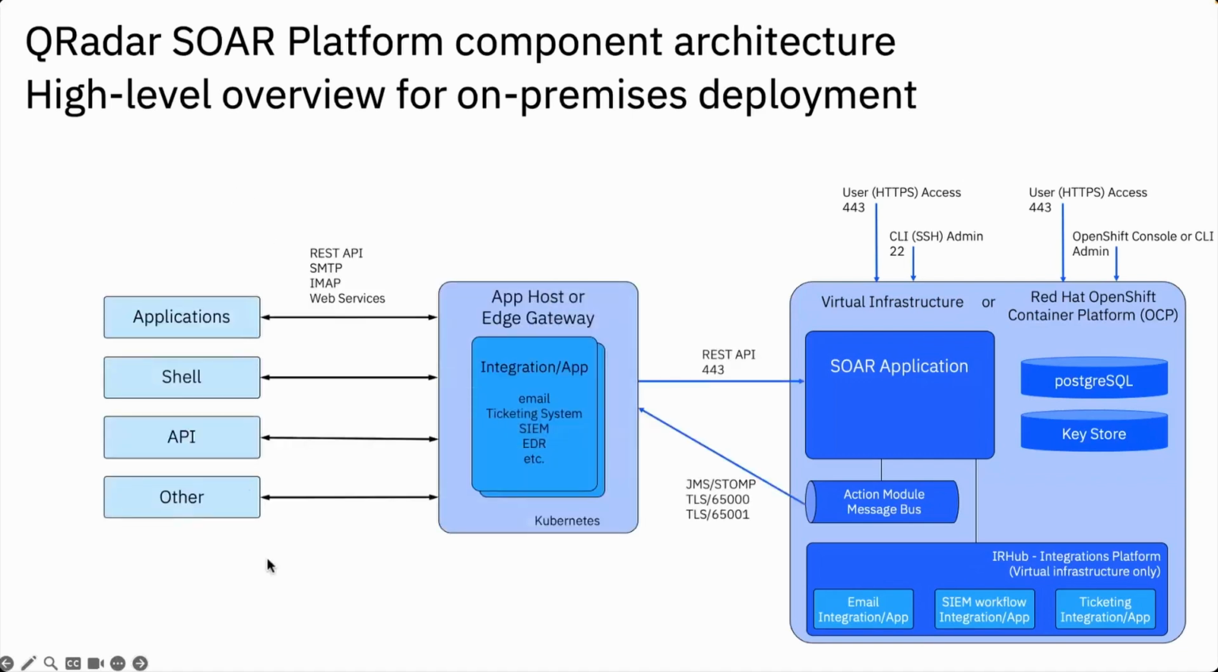Now, if you see here, on one side you have the virtual infrastructure, and this can also be deployed on Red Hat OpenShift Container Platform. The action module message bus is going to communicate to the app host or edge gateway. If you are deploying SOAR on virtual infrastructure over ESX, you'll have the app host. If you have SOAR UAX, you'll need the edge gateway to host the application.